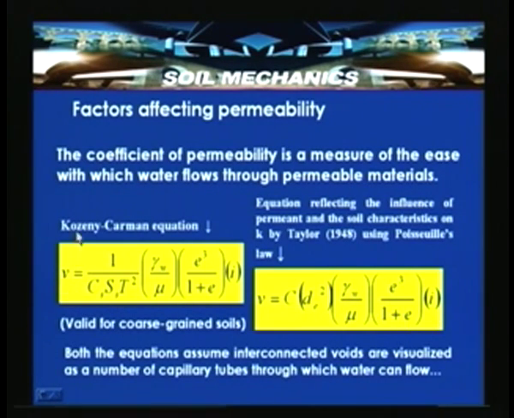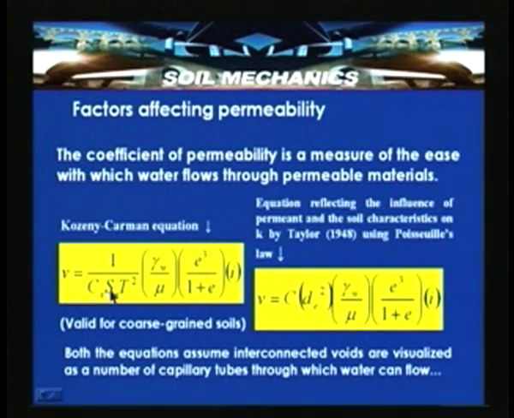If you look into this, first the Kozeny-Carman equation was proposed basically for coarse grained or gravelly soils. V is equal to 1 by Cs Ss T square, gamma w by mu, e cube by 1 plus e, i. Both the equations assume the interconnected voids are visualized as a number of capillary tubes through which the water flow is occurring. We will discuss the Kozeny-Carman equation in depth, and based on that we will evolve the factors affecting permeability.